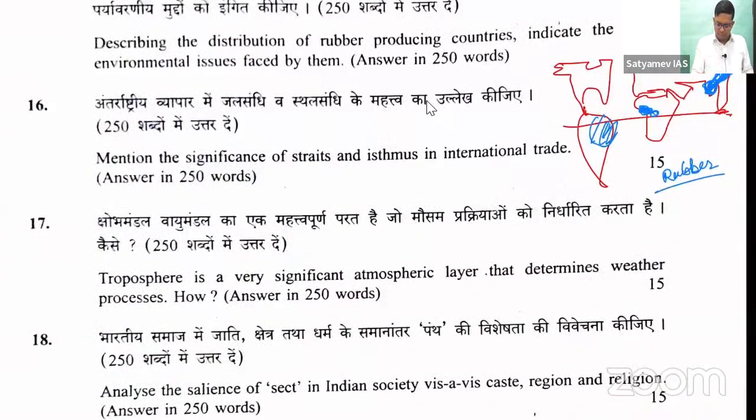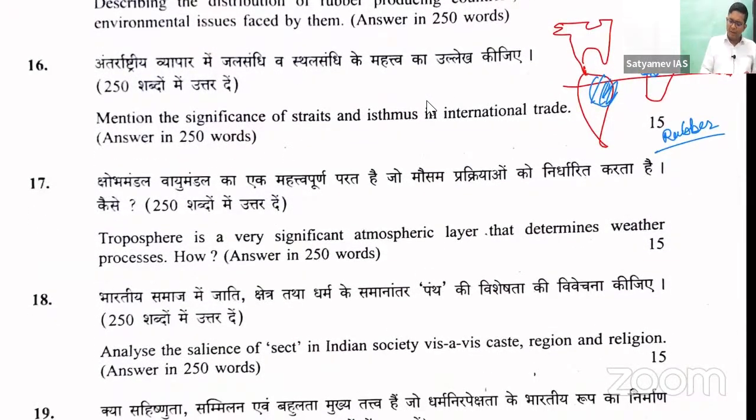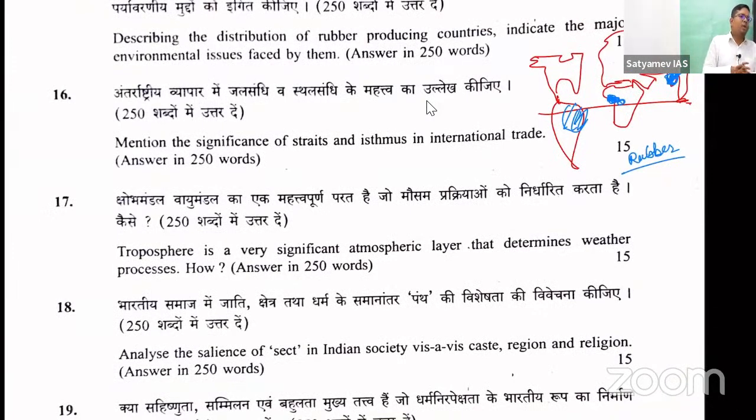Next question. Come towards the next question. Mention the significance of straits and isthmus in international trade. What a beautiful question. What is a strait and what is an isthmus? You need to define that in the beginning. So a strait is a narrow water passage. One land separated by two water bodies is an isthmus, and one water body separated by two lands is what? The strait. For example, Malacca Strait is an important sea lane of communication for the Indian Ocean region.